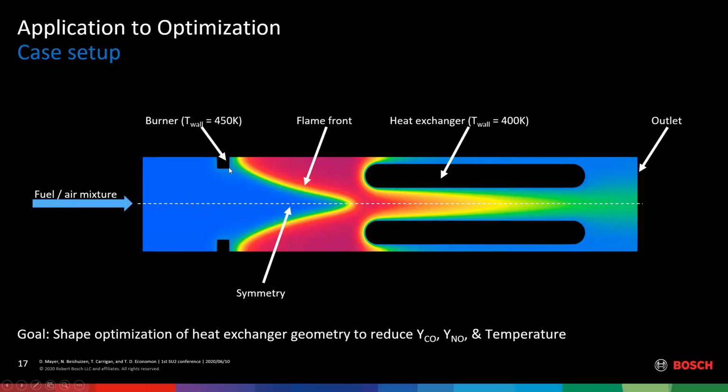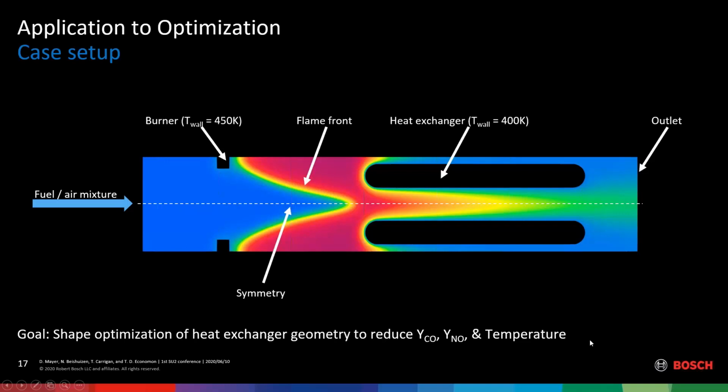The flame stabilizes on a burner here that is modeled with an isothermal wall of 450 K. The heat exchanger is modeled with two oval-shaped bodies here with a wall temperature of 400 K. And then on the right-hand side you have an outlet, and we only simulate one symmetric half of the domain that you are seeing on this slide here. In the optimization, we try to optimize average values on the outlet. So we try to minimize YCO and YNO and also the temperature on the outlet.